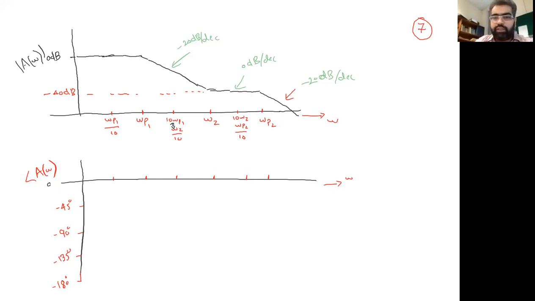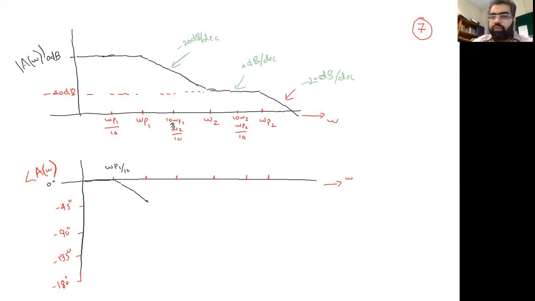So this is 0 degree. Okay, so we know that it will start at 0 degree, but because of the first pole 10 times, it will start going down with a ramp of minus 45 degree per decade. So till this point, it's fine. But as it reaches omega p1 by 10, it will start giving a ramp. And at omega p1, it will reach 45 degree.